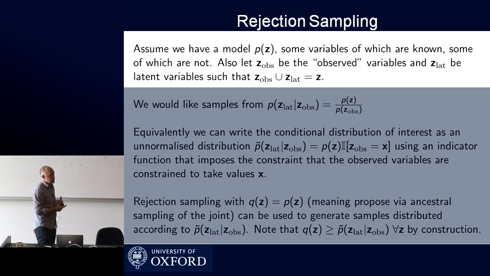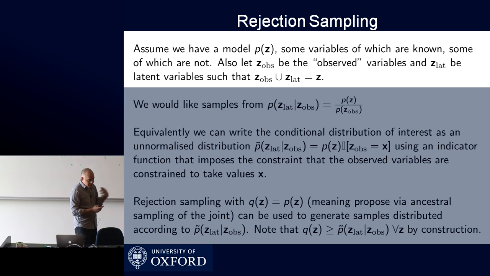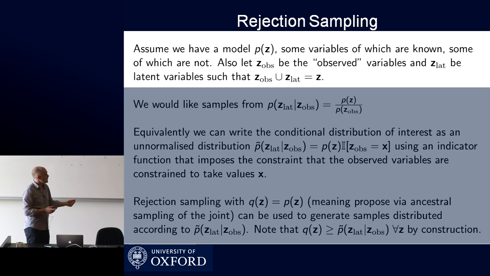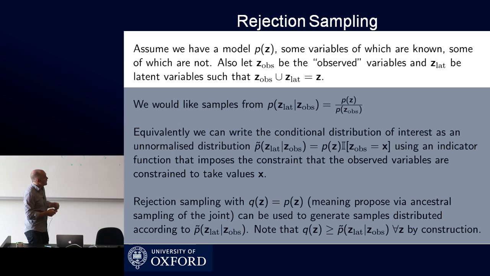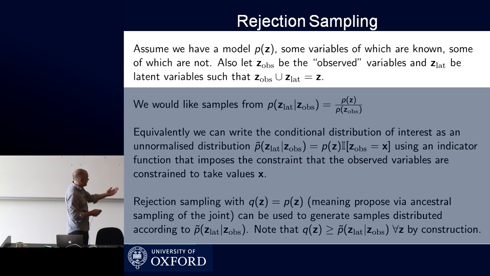Okay, all right. So we can do rejection sampling in this case. Rejection sampling is again exactly what I talked about. So we can do rejection sampling by identifying our proposal distribution as actually the prior, the joint. Right. So if we can propose via ancestral sampling from the joint, for instance, then we can use this to generate samples distributed according to this conditional distribution of interest, i.e. the latents given the observed. And of course, by construction, this kind of Q is greater than or equal to P twiddle everywhere, okay? Because Q is either 1 or 0 times P in the first place.